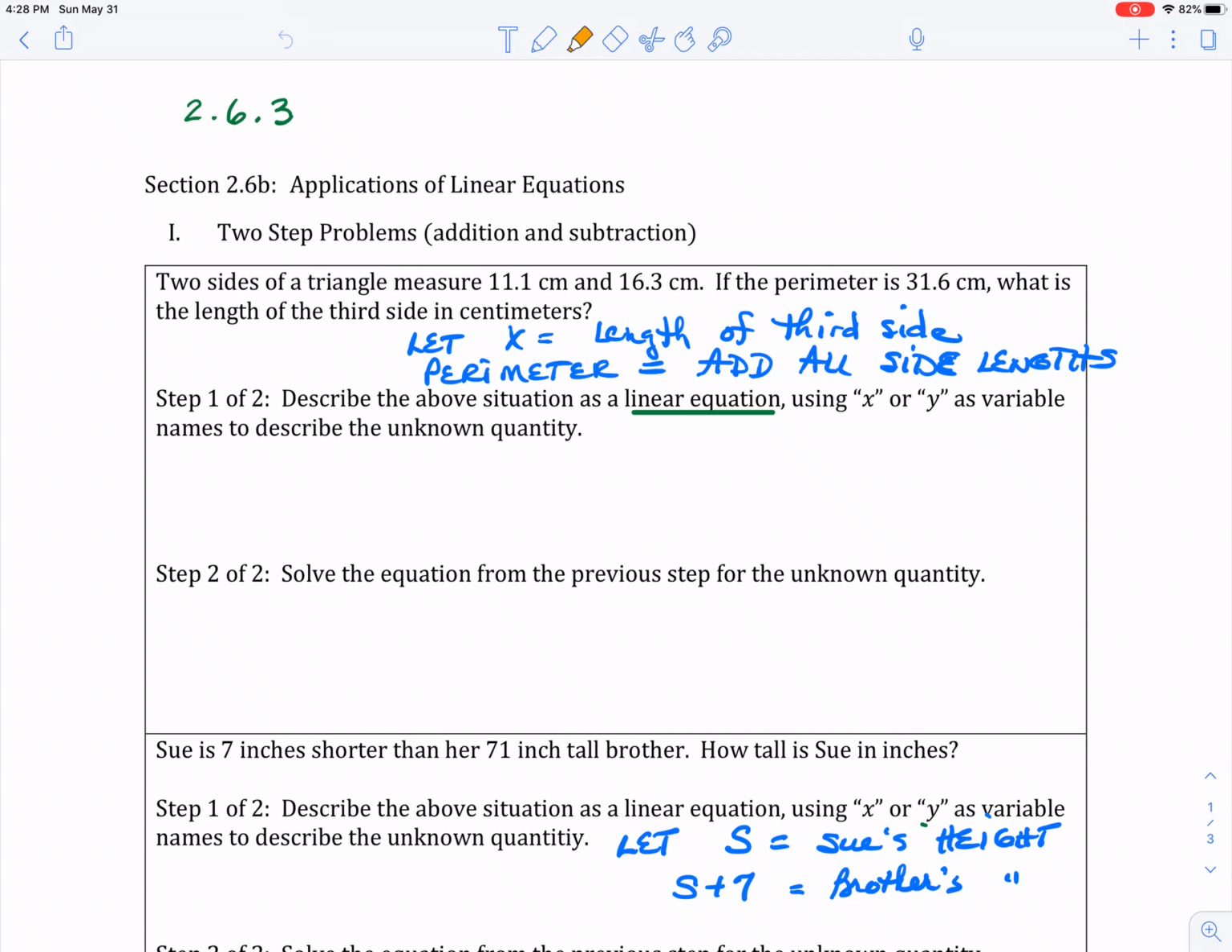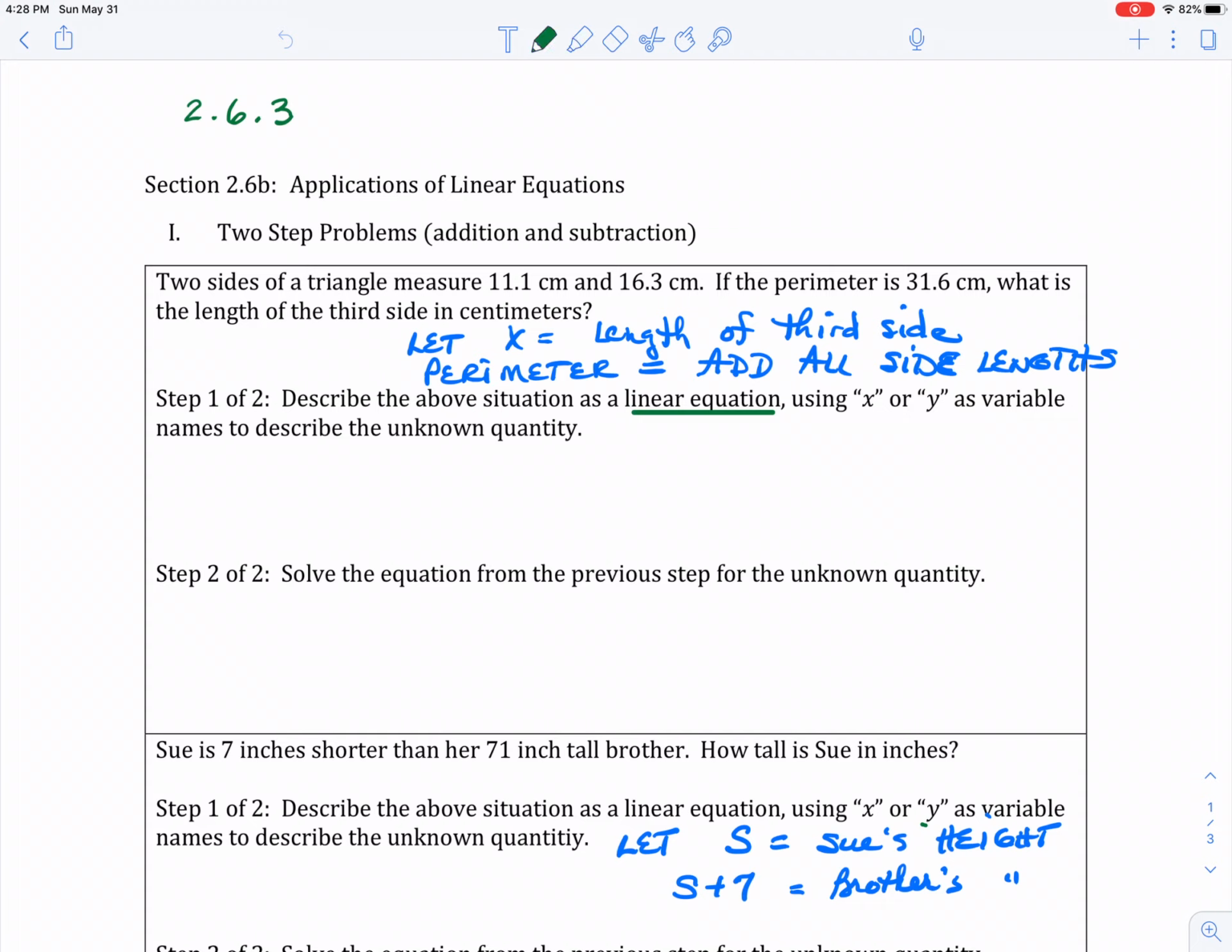All right, so here we go with the first one. Two sides of a triangle measure 11.1 centimeters and 16.3 centimeters. If the perimeter is 31.6 centimeters, what is the length of the third side in centimeters?